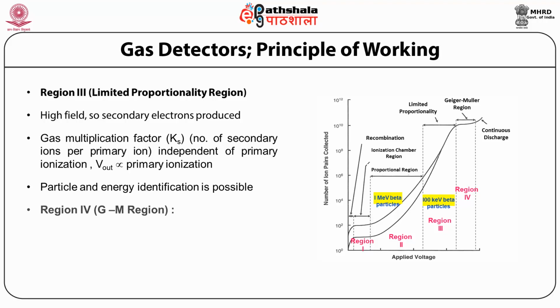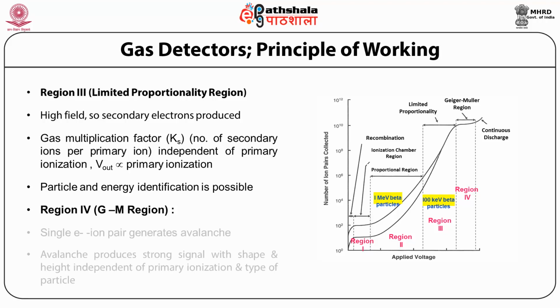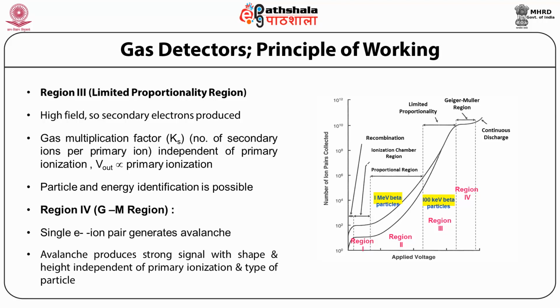Next we have region 4. It is the region of highest biasing voltage for the detectors. This is called the GM region, that is, the Geiger-Muller region. In this region, what are the observations of the detector? In this case, a single electron-ion pair generates an avalanche.